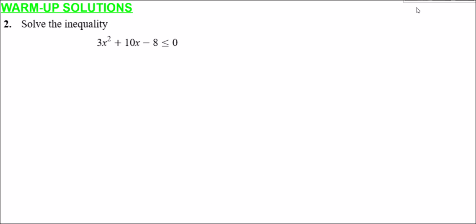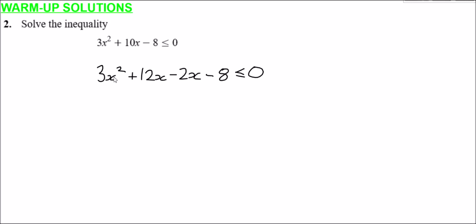So let's have a look at question 2 now. For question 2, we need to solve the inequality 3x squared plus 10x minus 8 is less than or equal to 0. And so we can factorise this expression here, and we get 3x squared, obviously. Think of two numbers that multiply to give us minus 24, but add up to 10. You should eventually get that that's positive 12 and minus 2. So we can partition the 10x into a plus 12x and a minus 2x. Then minus 8 less than or equal to 0.